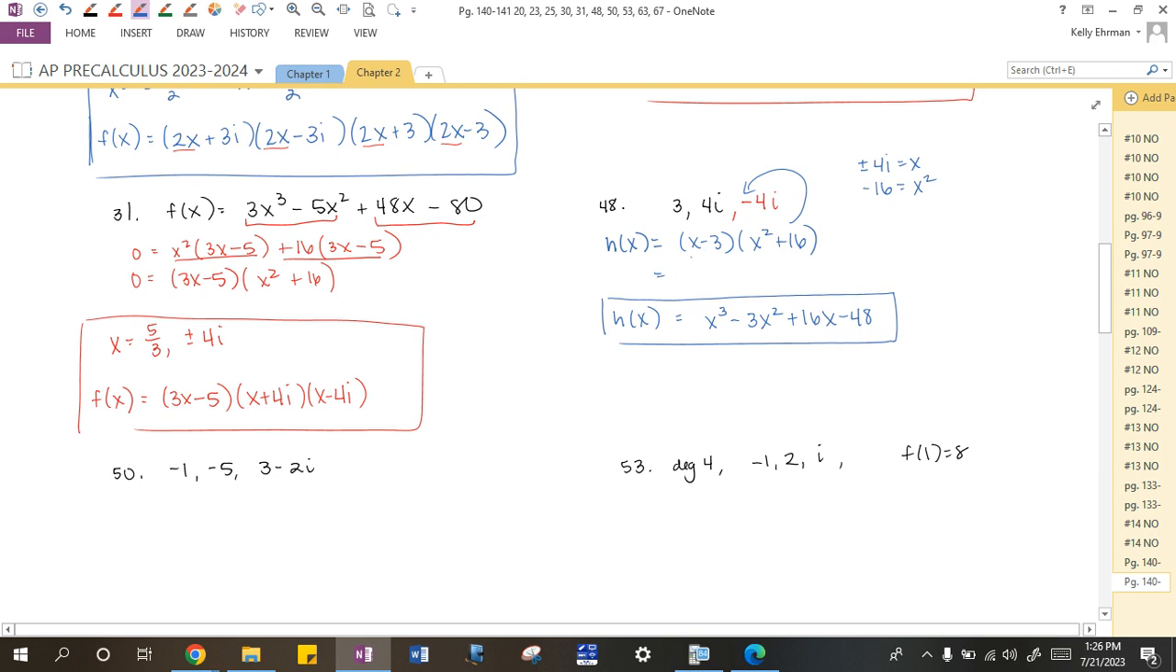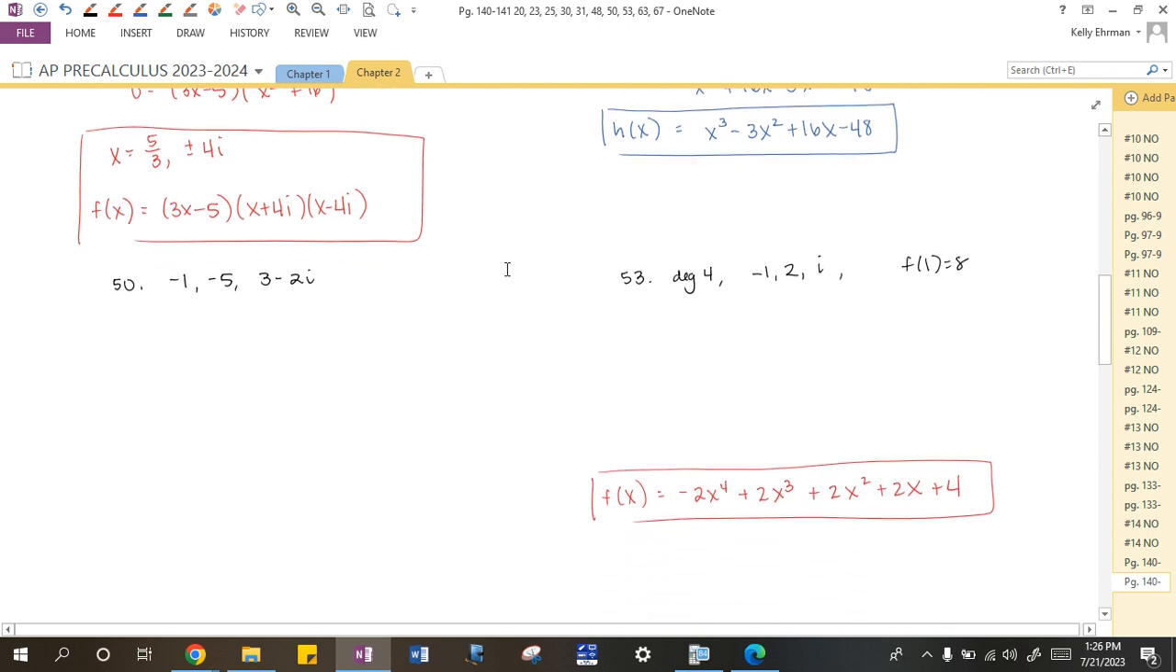So I was just doing x times x squared, x times 16, negative 3 times x squared, and negative 3 times 16. And then I just put things in standard form.